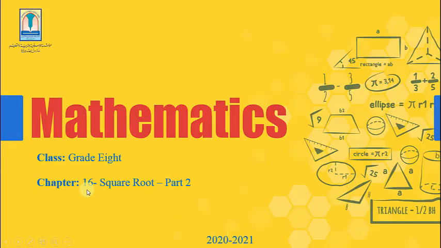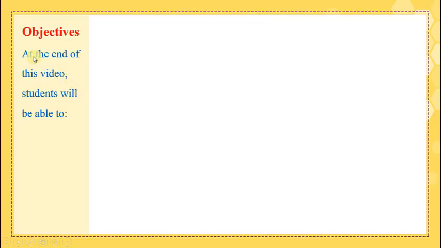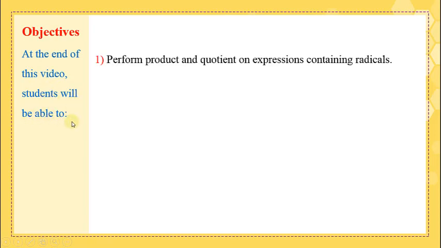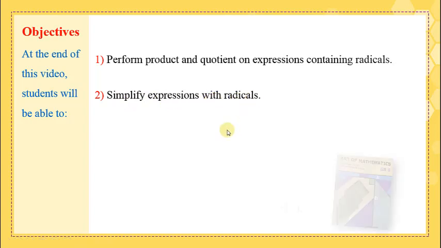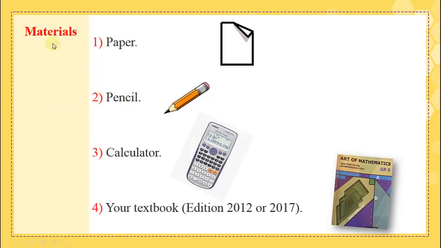Students, our chapter is chapter 16, square root, part 2. At the end of this video, students will be able to: 1. Perform product and quotient on expressions containing radicals. 2. Simplify expressions with radicals. Please students, prepare these materials.